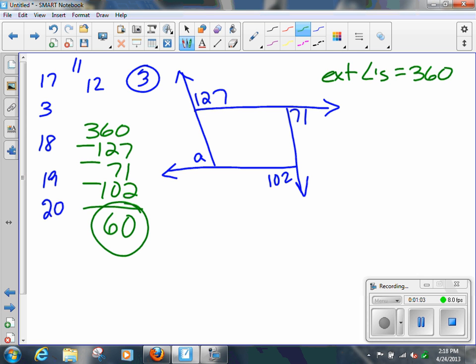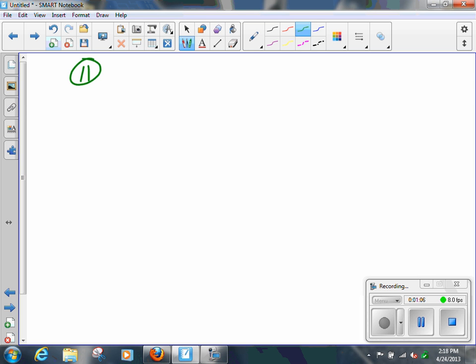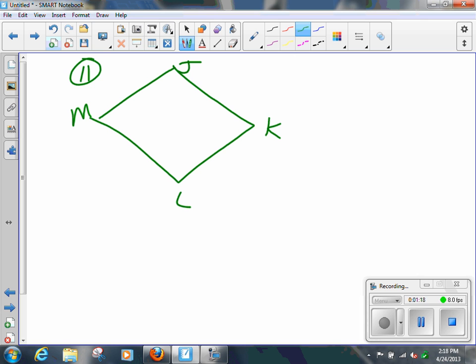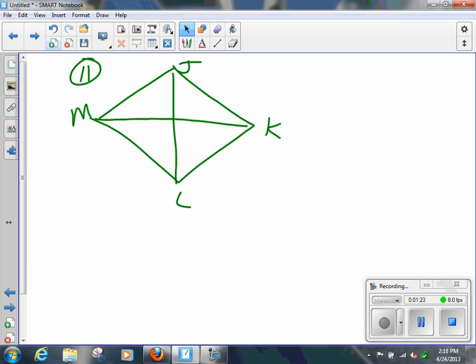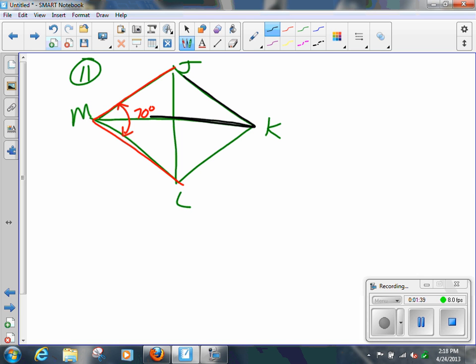All right, 3 is done. Let's look at 11. Y'all will have to help me remember which ones. 11. Okay, what kind of figure is this? It says it's a rhombus. That means you got to know all of the properties of a rhombus. It says that JML, folks, that's that big angle over here on the left. JML is 70 degrees. What's the value of JKM? JKM. This is the value I'm looking for right here. Okay?